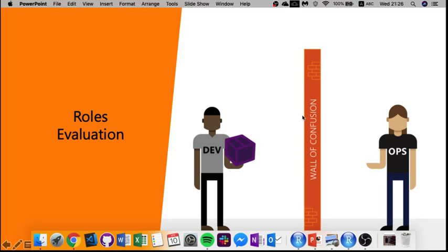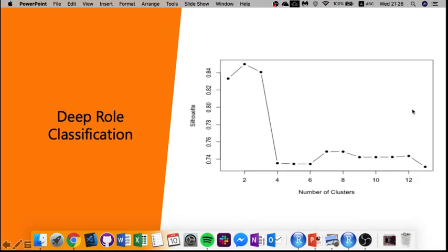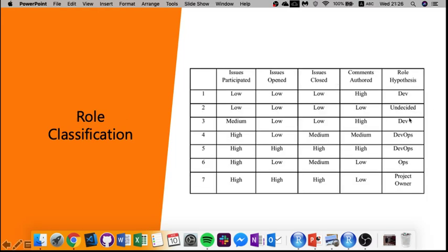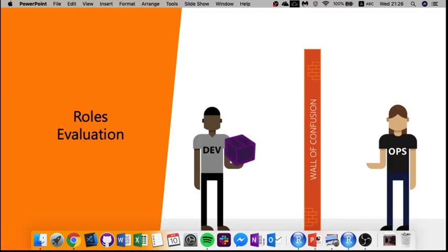So our next step is to take only the developers, only one role of the roles classification that we just did. From the first clustering, we took the first cluster and the third cluster, and from the deeper one we took just the first. And we made a new data set which is only the developers.